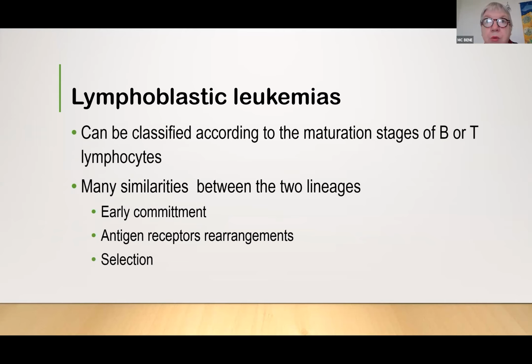And because this rearrangement is done in the bone marrow without any contact with the antigen, it's just by chance that they're going to make a receptor, then they're going to make autoreactive receptors, and these cells need to be removed. So there's a huge step of selection where the cells who have a BCR or the TCR reacting with autoantigens are going to be removed from the body.